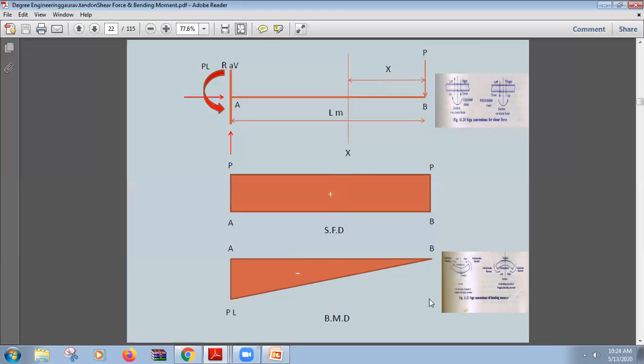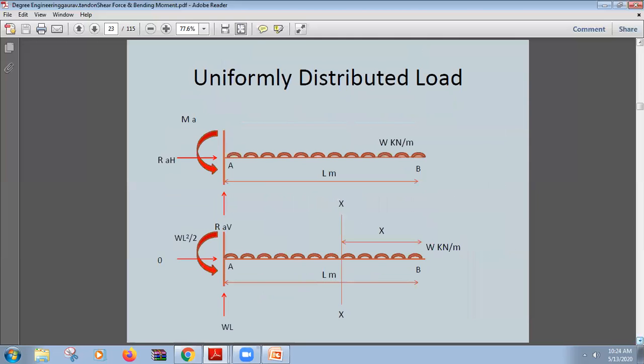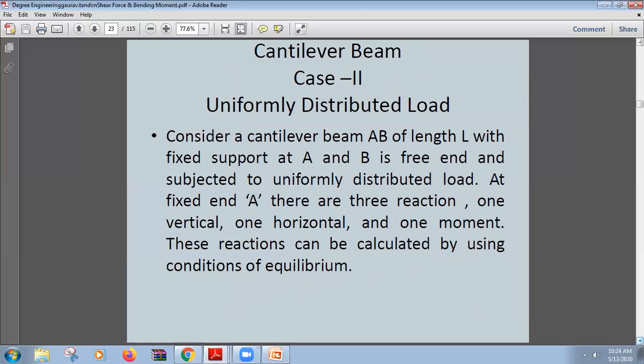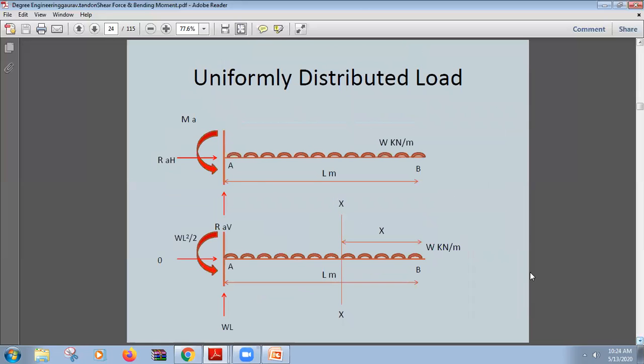Now we will take another beam. This was the case of a cantilever beam. Now we'll take a cantilever beam with another type of loading. Again this is a cantilever beam, and this is a uniformly distributed load. That means there is no point load, only load uniformly distributed all along the span of the beam.